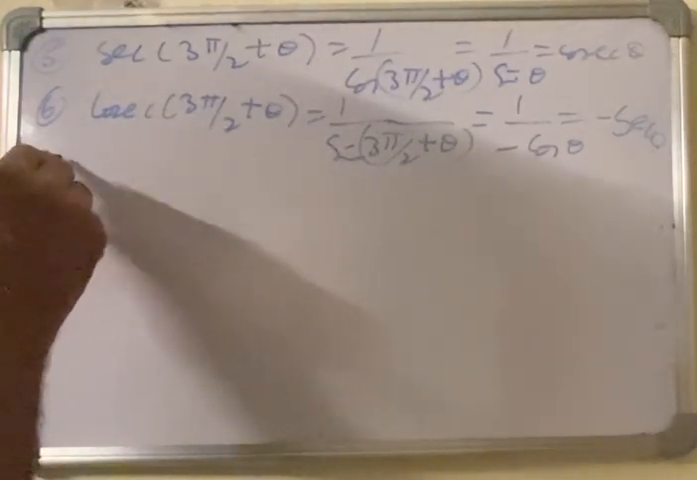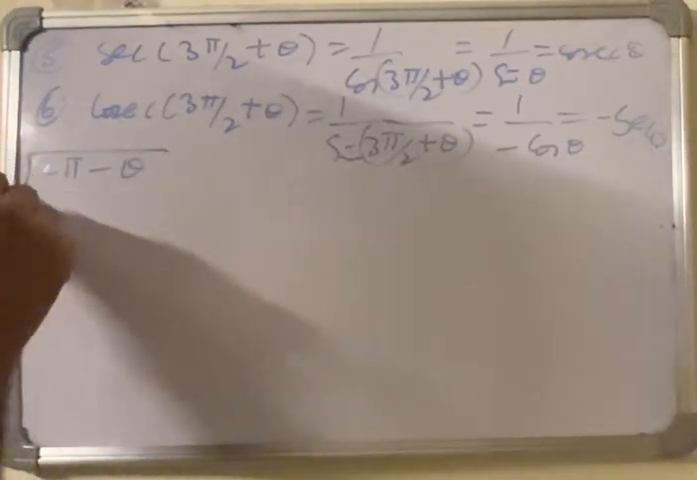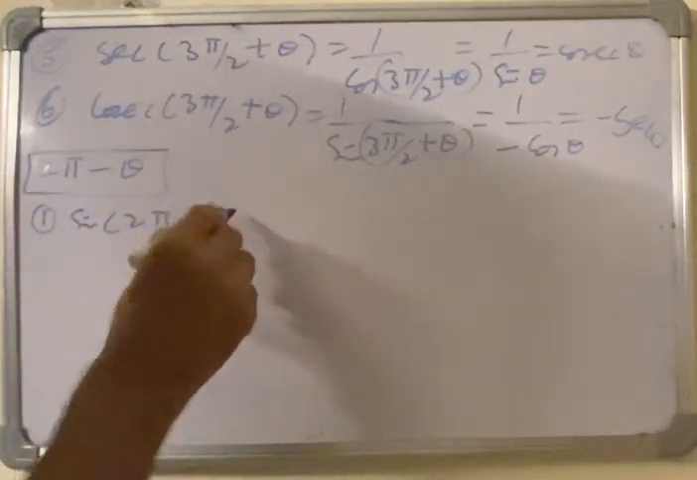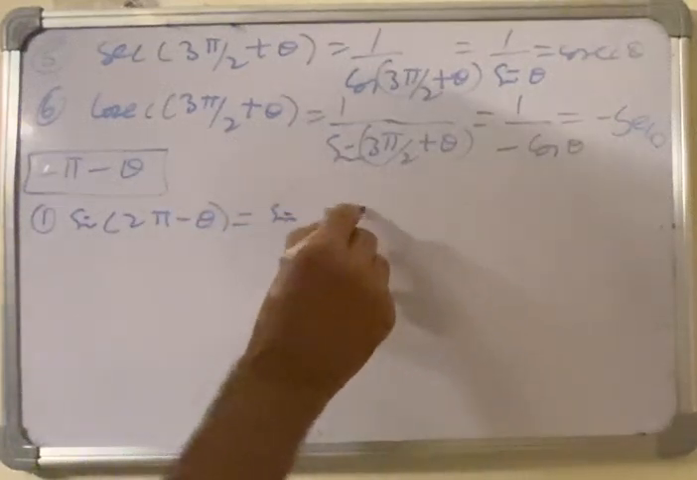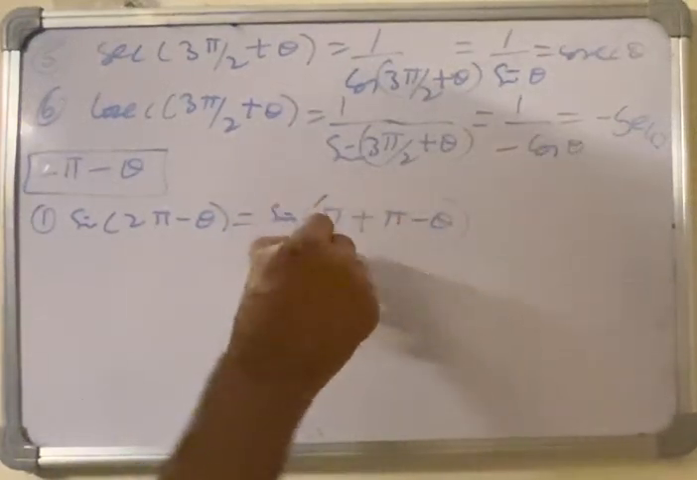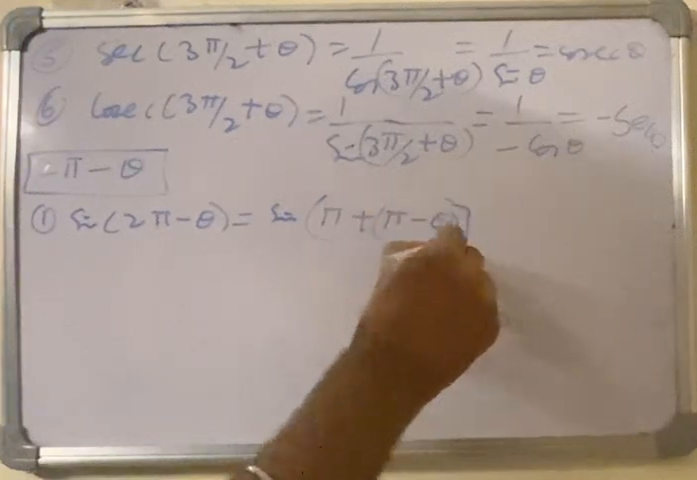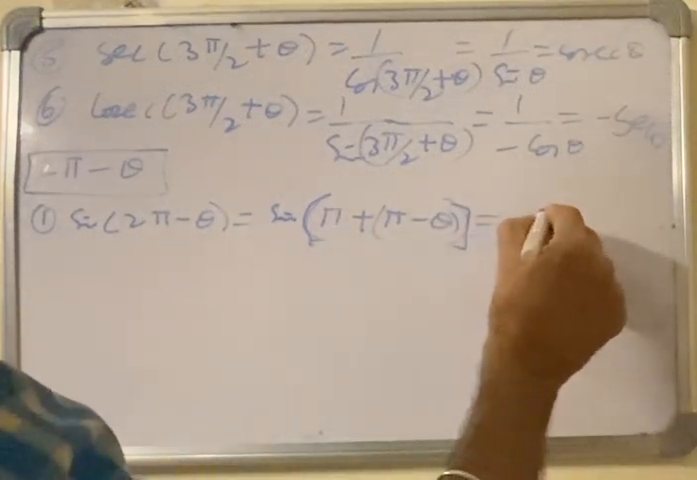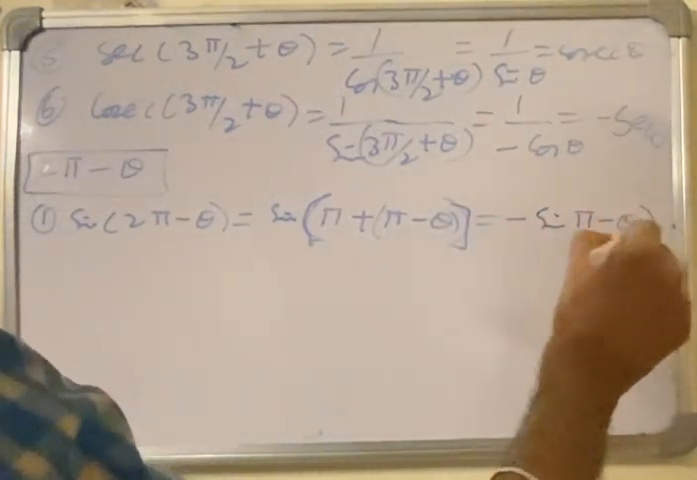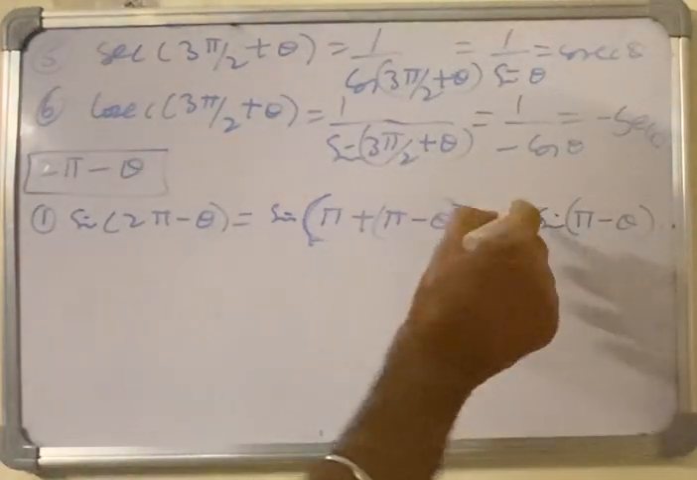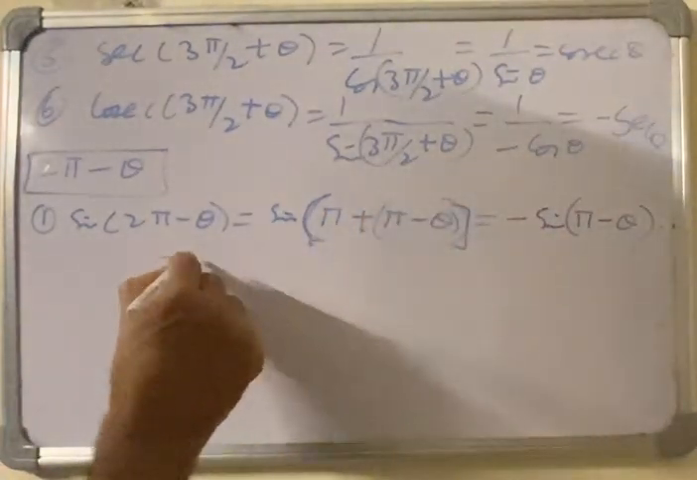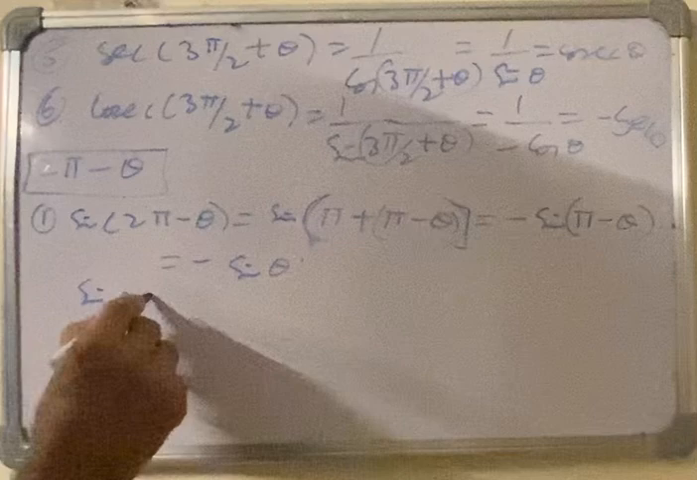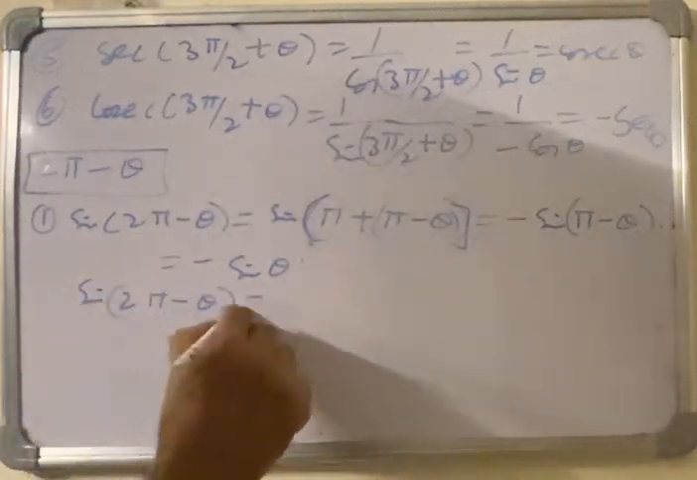Now we take angle 2 pi minus theta. Number 1, sine 2 pi minus theta is equal to sine pi plus pi minus theta, which is sine pi plus, third quadrant, it is negative, minus sine pi minus theta. In second quadrant, sine is positive, so minus sine theta. So sine 2 pi minus theta is equal to minus sine theta.